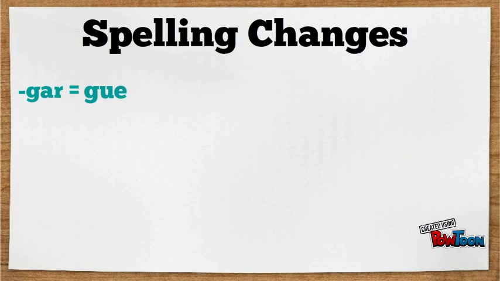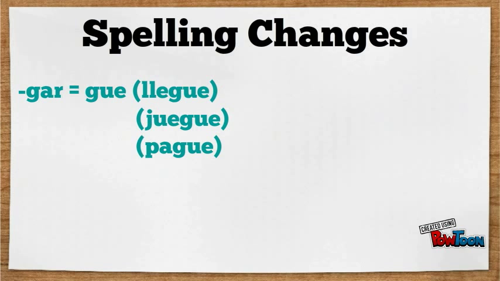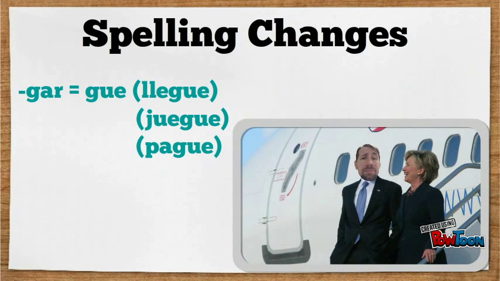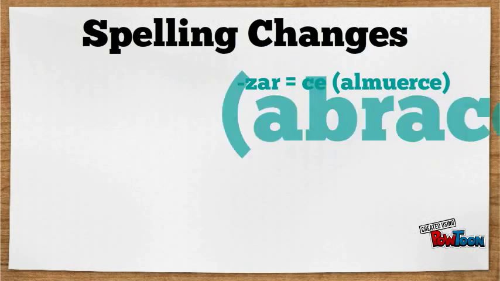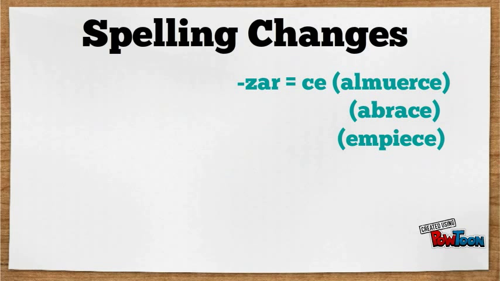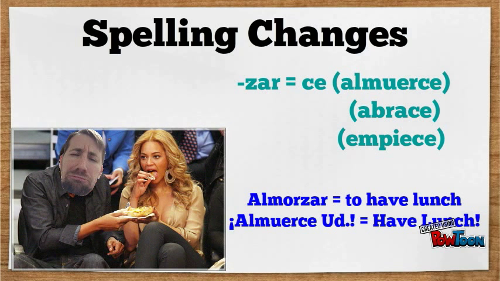Gar verbs like llegar become llegue usted in the usted command forms. The gar turns into a gue. And finally, zar verbs like almorzar become almuerce usted in the usted command forms. The zar changes to ce.